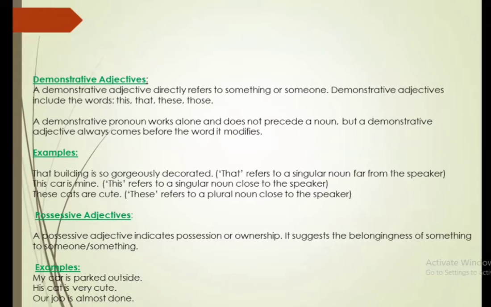Possessive adjectives show possession: a possessive adjective indicates possession or ownership. It suggests that something belongs to someone or something. Let's have a look at an example. His cat is very cute. So whose cat is it? It is his cat, and the word his has been used with the noun, so it functions as a possessive adjective here.